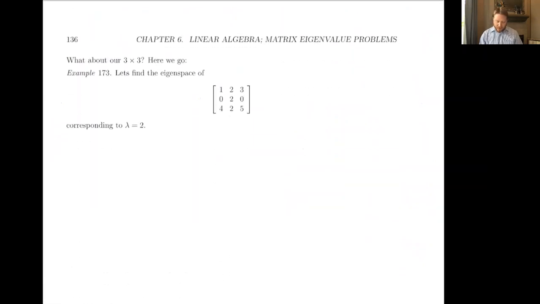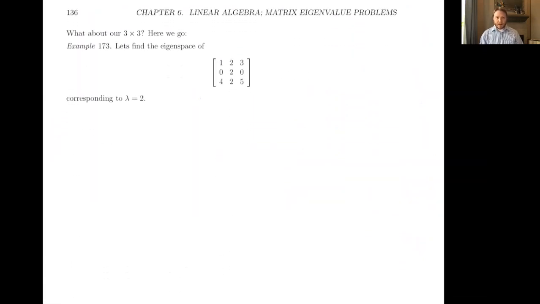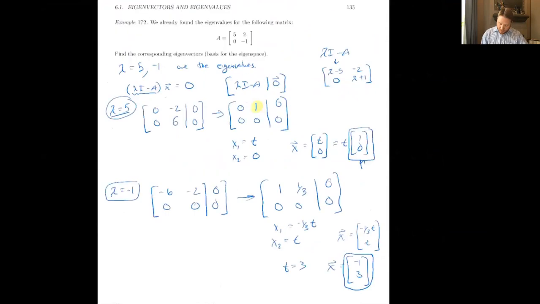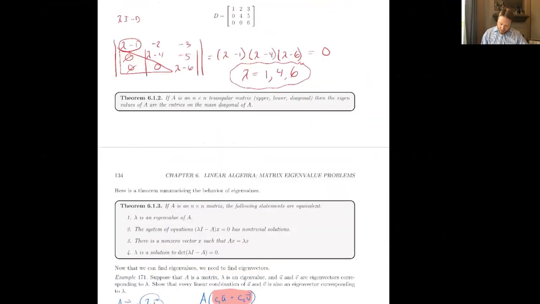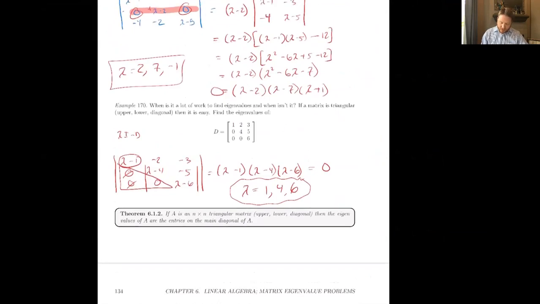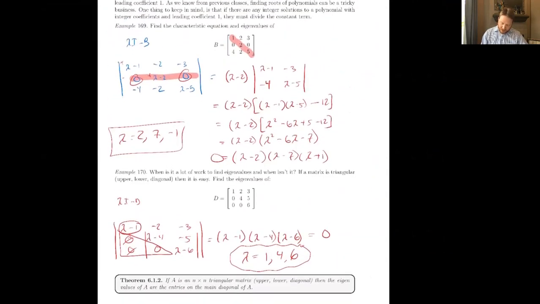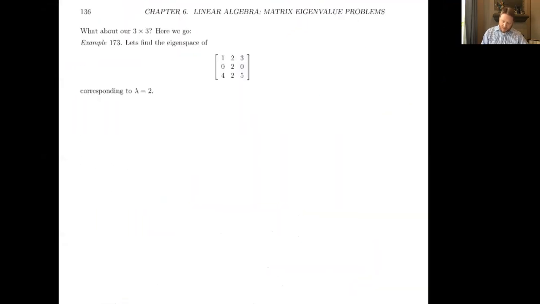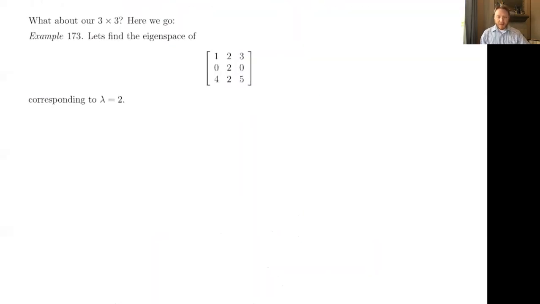Next one. How about a 3 by 3? Now this 3 by 3, we already found all of the eigenvalues of this one in a previous problem. It had 3 of them: 2, 7, and -1. That was from example 169. Let's just do it for one of them, because I want to keep this video kind of short, but I do want to show you the 3 by 3 case.